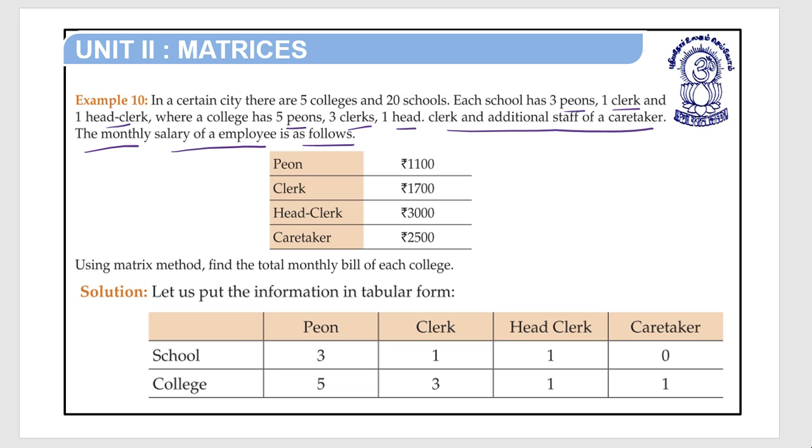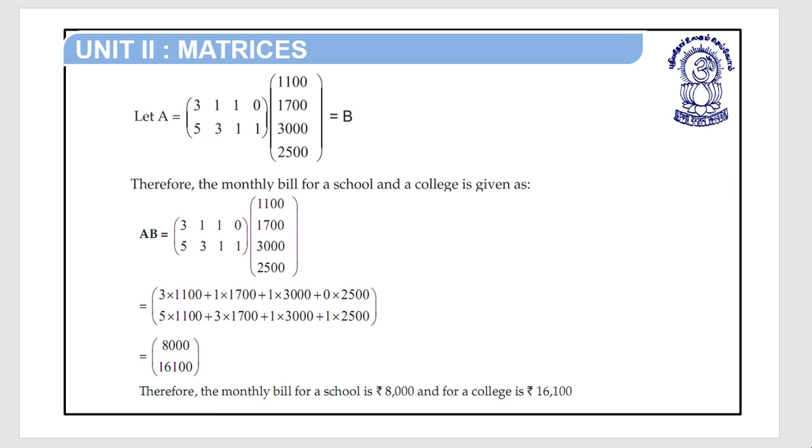Let us put the information in tabular form. School and college; peon, clerk, head clerk and caretaker. Peon is 3 for school, clerk 1, head clerk 1 and caretaker 0. For college, peon 5, clerk 3, head clerk 1 and caretaker 1. Let A be this matrix.